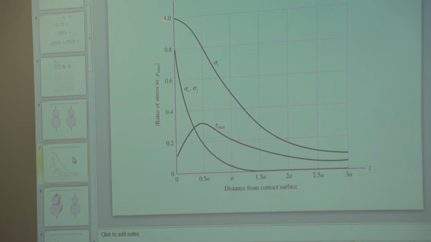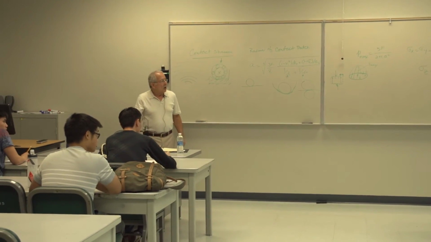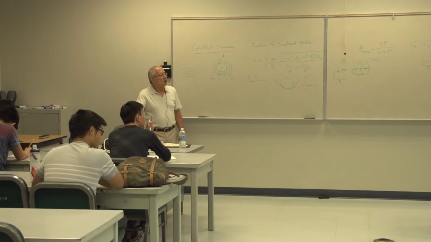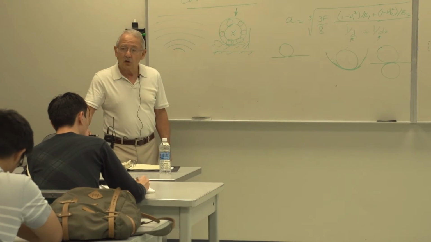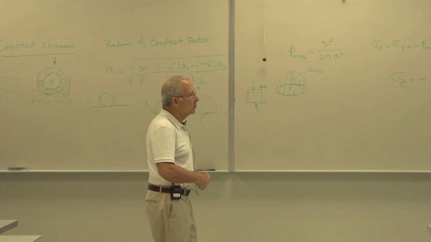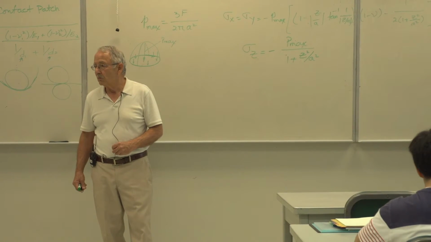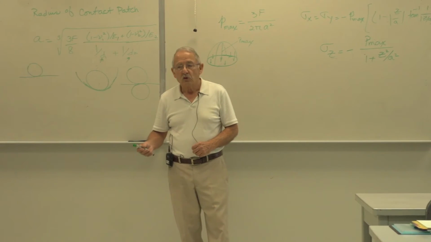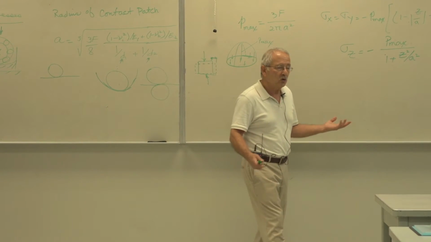All of them are maximum at the surface of contact, at the center of the contact patch, at z equal to 0, all of them. As you get away from the contact area, all three principal stresses decrease. If the load is static, one of the things that we would like to be able to do is check for failure by yielding. And that means using some sort of a failure theory, either the maximum shear stress or the maximum distortion energy, von Mises. And you can use either one.